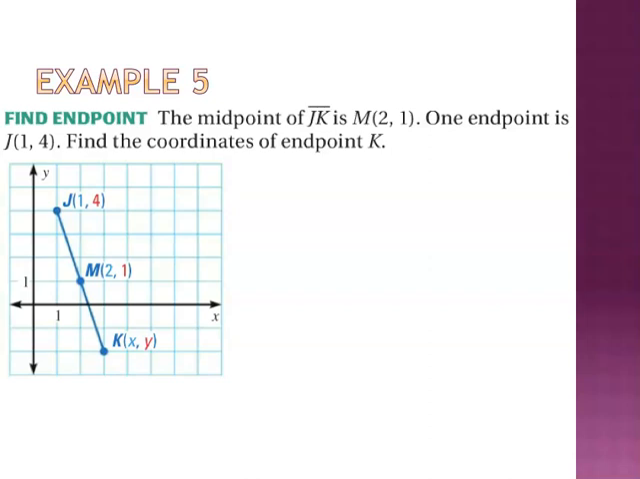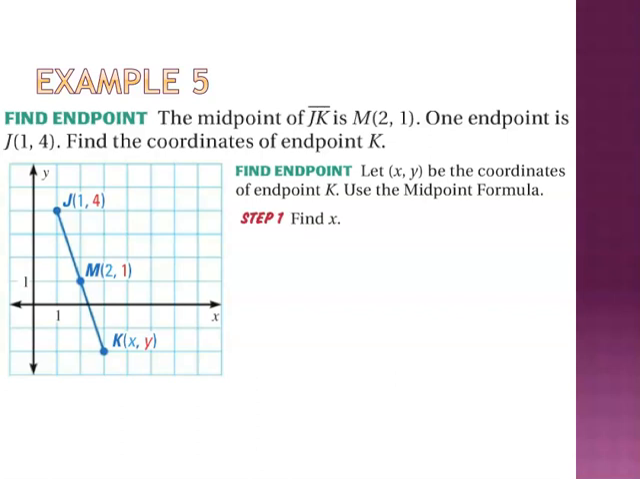Okay, well in that case, let's kind of work backwards. So if we're calling K one of the endpoints, we'll use the coordinates x and y to indicate the coordinates of K. And how do we find what x is equal to? Well, normally to find the midpoint, you would find the average of the x-coordinates of J and K. So (1 + x)/2. We know in this case that's equal to 2. So we can go ahead and write a formula there. (1 + x)/2 is equal to 2.